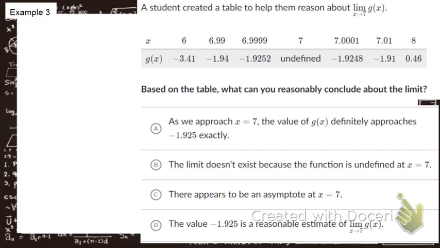I want you guys to try this one. So think about this for a minute. Talk in your table groups about what you would choose, A, B, C, or D, about what a reasonable conclusion is based on this limit. If you're watching the video, you can pause the video.